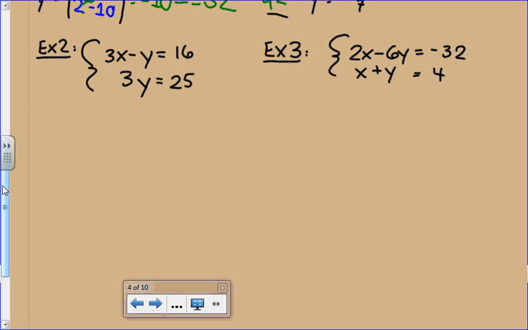All right, let's keep trying this out. Number 2. What's different about number 2? There's no x. Okay, so what do you think we're going to put in this place?